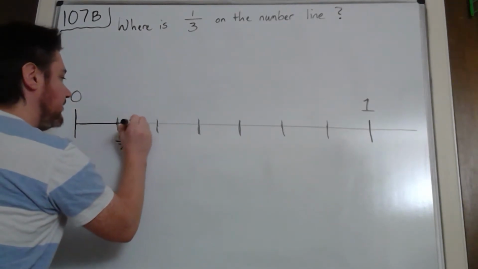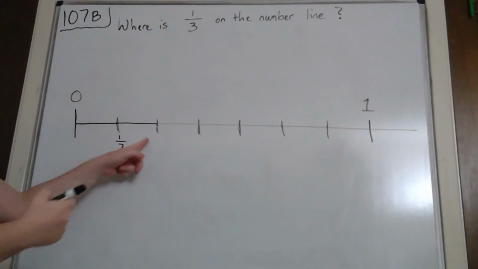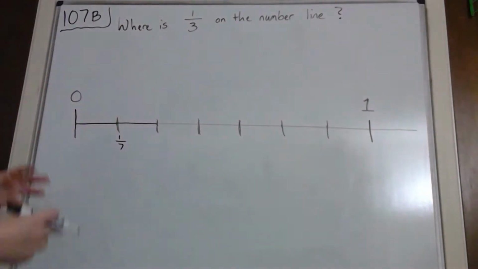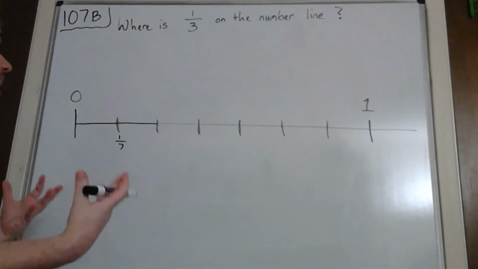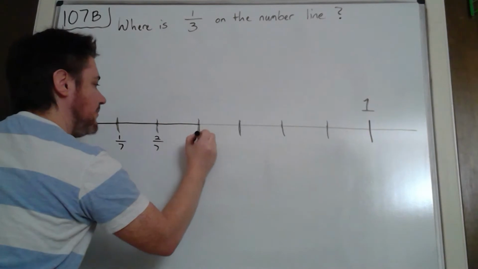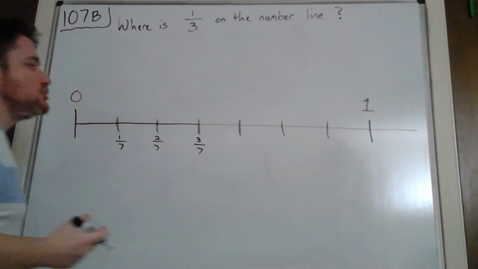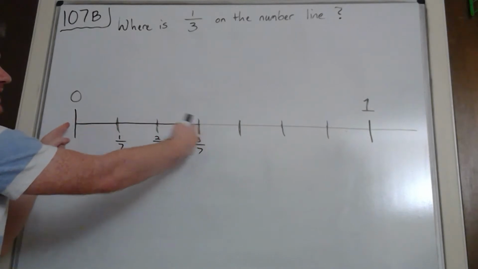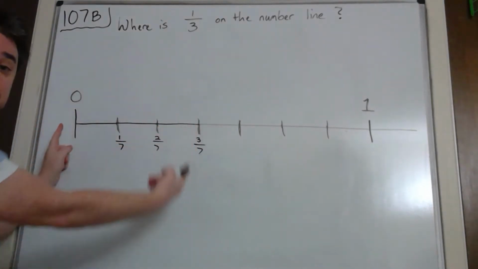If I move over another one, I've collected 2. Each one of these pieces represents 1/7 of the whole, because we've got the whole broken up into 7 equal parts, and so this would be 2/7. If I move over again, I'm up to 3/7. So we can associate the tick mark with the length of the segment that we would get by going from 0 all the way to that tick mark.